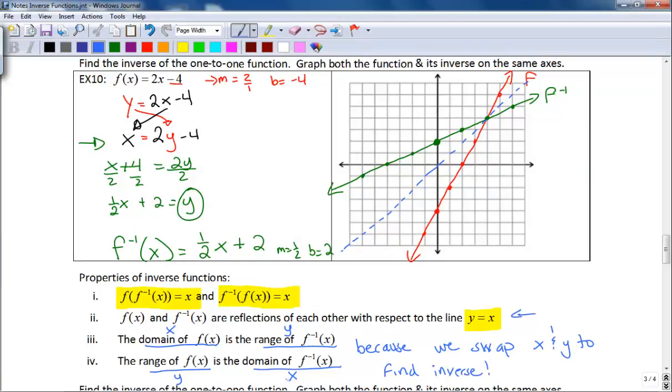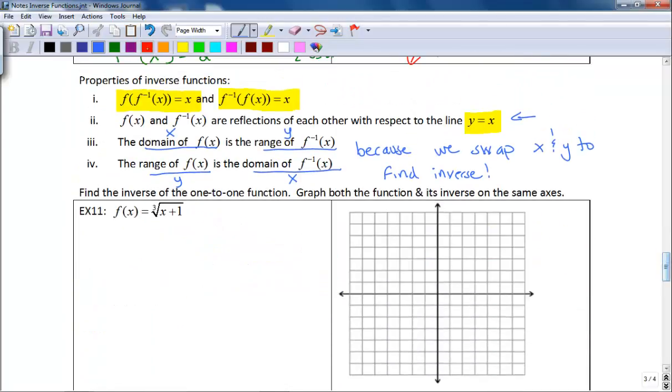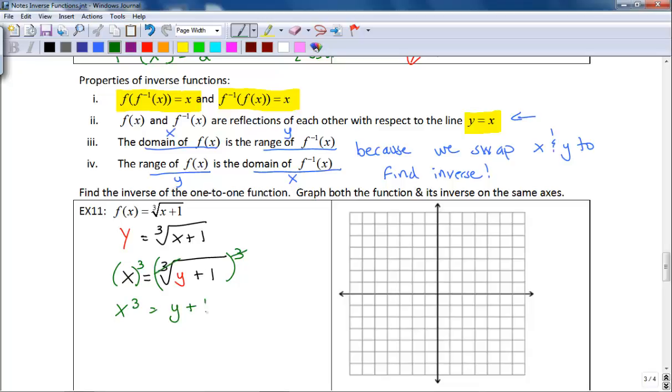Alright, well let's look at the last two examples where we're doing the same thing, finding the inverse and graphing it. Example 3, first thing I need to do is replace f of x with y. Next, I need to swap the x and the y. Now let's solve for y. So I need to undo my cube root. I cube both sides. I get x cubed is equal to, the cube and the cube root cancel, y plus 1. Solving for y, I get x cubed minus 1 is equal to y.